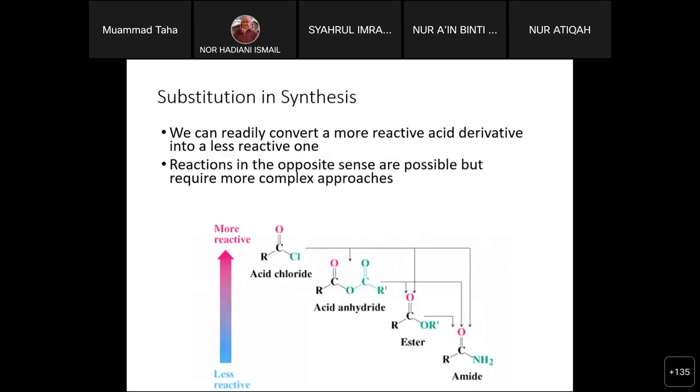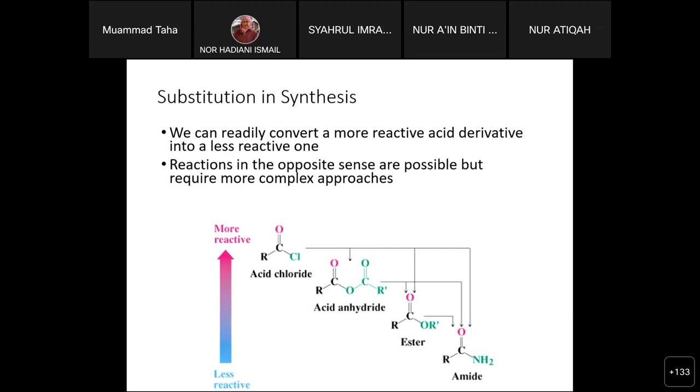The important thing to always remember, and if you remember this simple thing it will solve any problem, is that this arrow shows the least reactive. It means amide is the least reactive, and acid chloride is the most reactive. So acid chloride can be converted to acid anhydride, ester, and amide, but the reverse is not possible in a single step. It will require multiple steps to convert amide to acid chloride, ester to acid chloride, or acid anhydride to acid chloride.